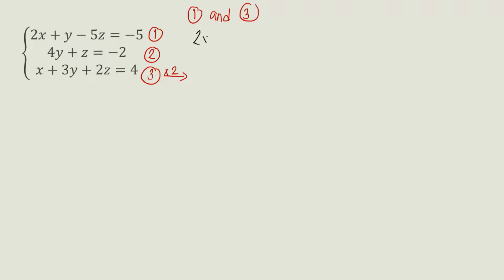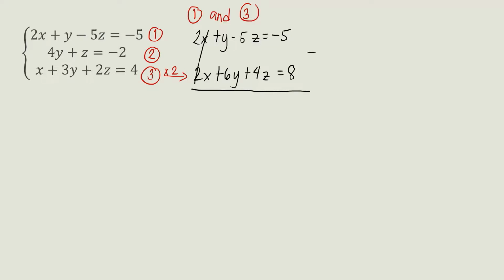2x minus 5z is equal to negative 5. And then for the third equation, multiply by 2. So this would be 2x plus 6y plus 4z is equal to 8. Since we have the same sign, 2x and 2x, let's do subtraction so that we can eliminate your x.